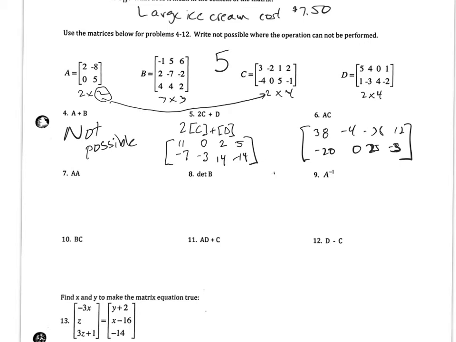Now, A times A just means matrix A times itself. It's not anything special. It's like taking 5 times 5. That's not the same as 2 times 2. So it's going to be different for each matrix. But it is possible because it's a 2 by 2 times another 2 by 2. So we get 4, negative 56, 0, and 25.